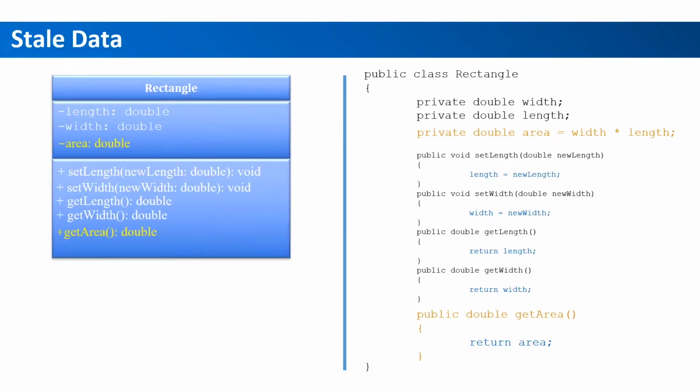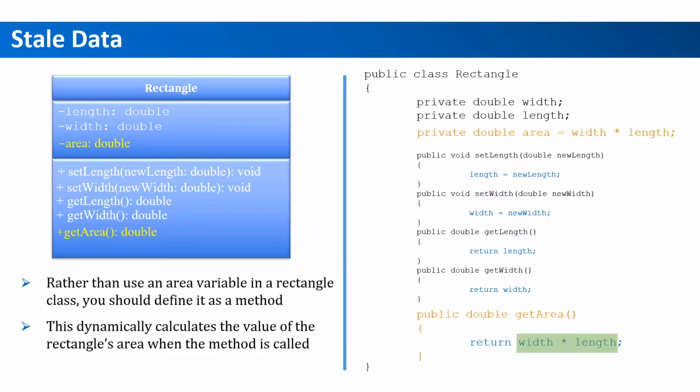So how can we fix this? Instead of calculating the area in the field, which will make it stale, you want to keep the calculation dynamic. In other words, you want that every time the getArea is called, it should calculate the area using the latest length and width. One way to do that is to move the calculation to the getArea method. This way you make sure that the data is never stale. And now you can remove the area field since you are not using it.